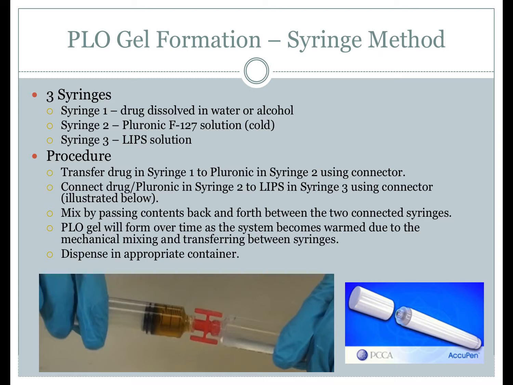Once formed and thoroughly mixed, the PLO gel can either be dispensed in one of the syringes or expelled out into a final dispensing container or device, such as a PCCA AccuPen device. This method of PLO gel formation is illustrated in the video procedure on the next slide.